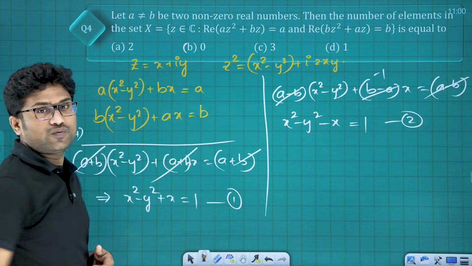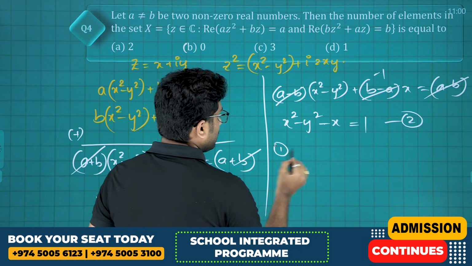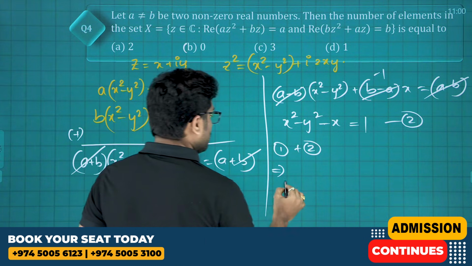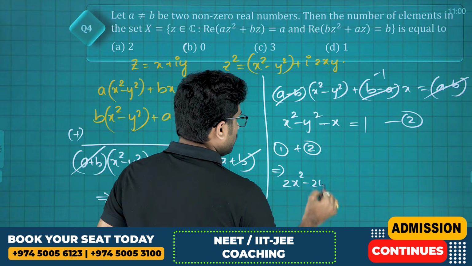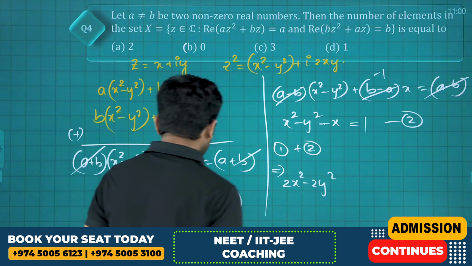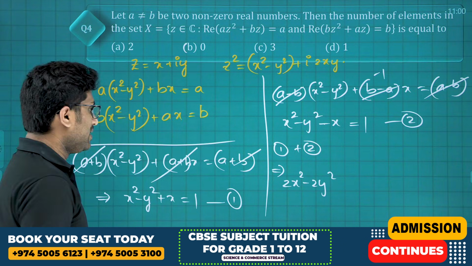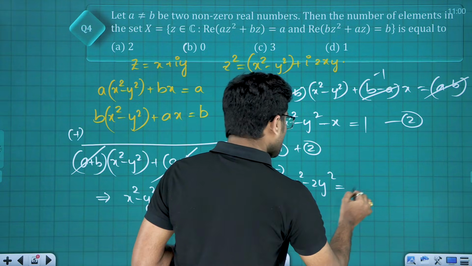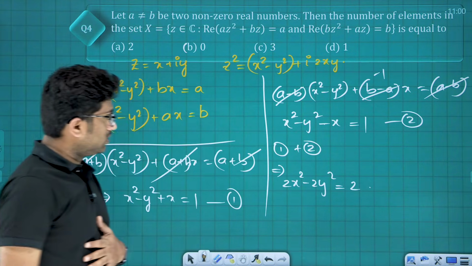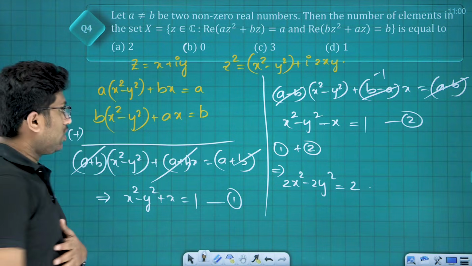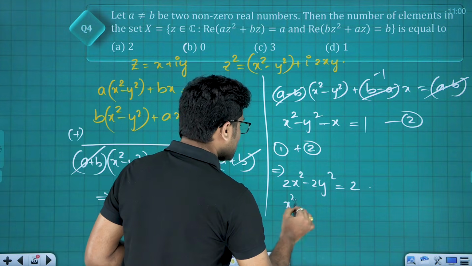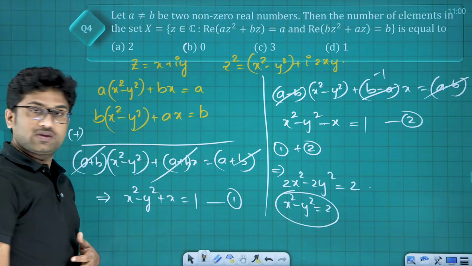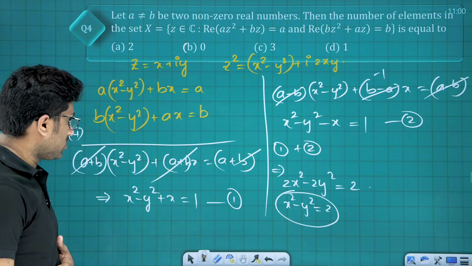Now we'll add these two, friends. 1 plus 2. So that is 2x square minus 2y square, plus x minus x gets cancelled, equals now 2. Correct? 1 plus 1 is 2. So clearly x square minus y square equals 2 now.